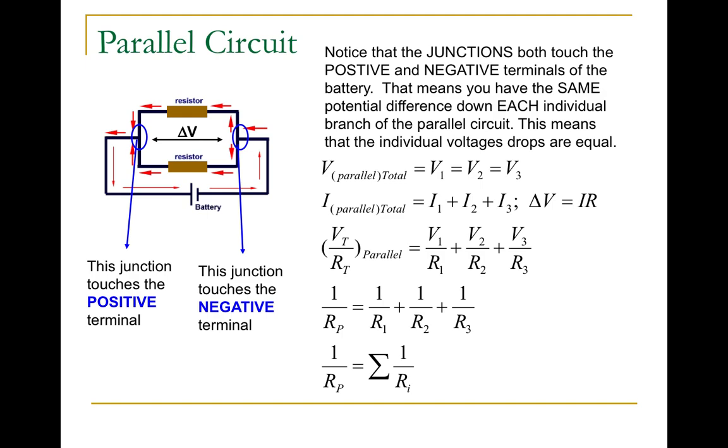The resistance is where this gets interesting. So the total or equivalent resistance in a parallel circuit is actually the sum of 1 over each resistor. Right? So the inverse of the equivalent resistance in a parallel circuit is equal to the sum of the inverses of each of the resistors.